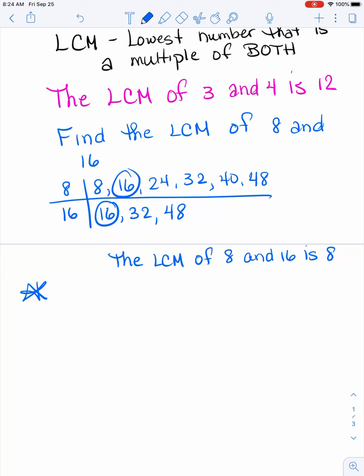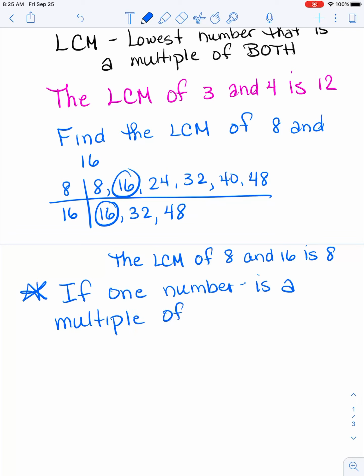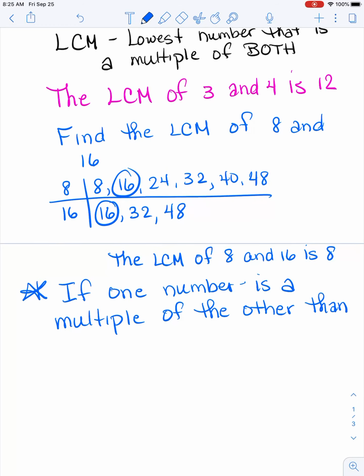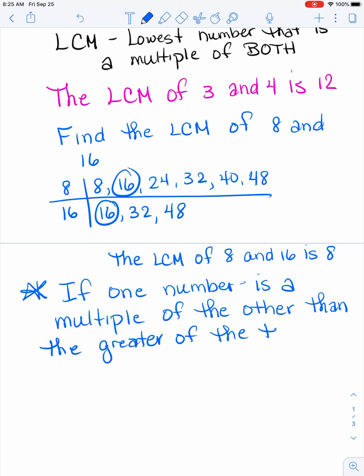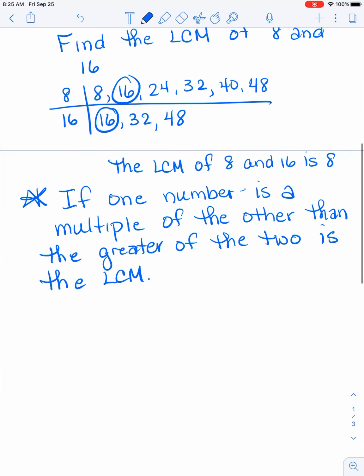So, let's take note of this: if one of your numbers is a multiple of the other, then the greater of the two is the LCM.